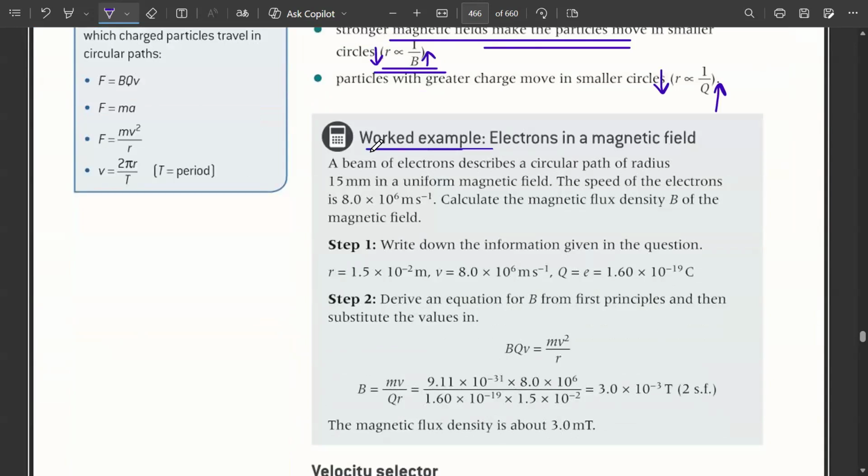Now if we have to equate these two equations, take 1 minute and then you'll have to explain to me this worked example, why have they equated magnetic force with centripetal force, and that can only happen if the charged particle's centripetal force is caused by magnetic force. And then you'll also have to tell me what they are actually calculating.